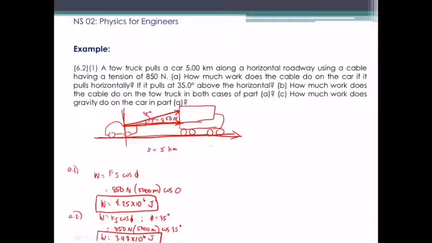It's more effective. B, how much work does the cable do on the tow truck in both cases in part A? In this case, we will focus our free body diagram on the truck. So on the truck, we have, say for example, this one.